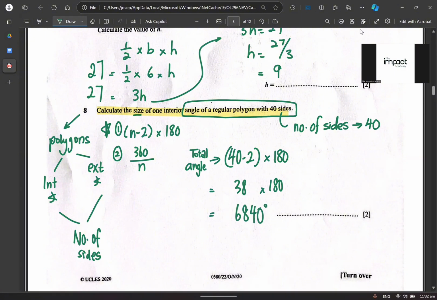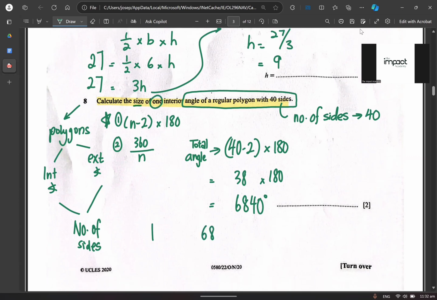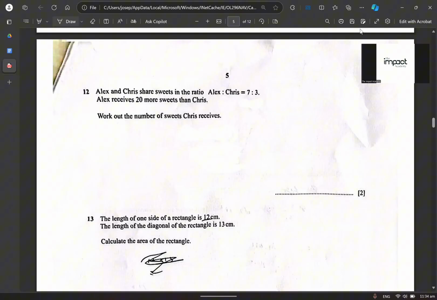Because the question never says calculate the total size, but the question says the size of one interior angle. Divide by. Very good, because you want to find one angle, right? So you just have to do 6840 divided by 40. You cancel the zeros. Agree or disagree? All right, so 684 divided by 4. You punch the calculator, you get to an answer of 171 degrees. And therefore, this is my answer for this question.